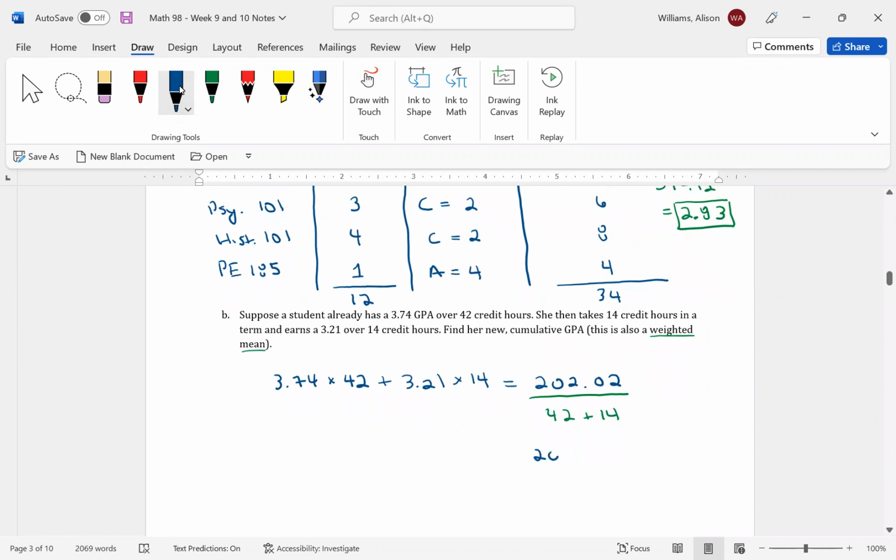So 202.02 divided by 56. And my calculator gives a new GPA of 3.61 if I'm rounding to 2 decimal places. Technically, I got 3.6075, but I'm going to round to the hundredths place. So 3.61 would be the new cumulative GPA.